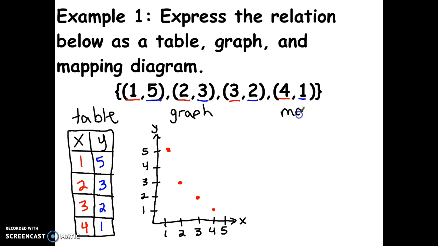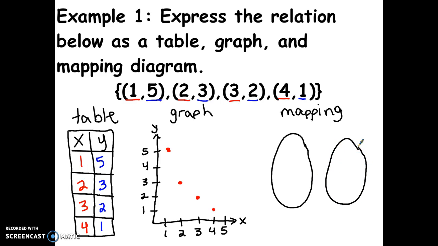Lastly, let's look at our mapping diagram. Now, a mapping diagram is made by drawing 2 ovals. The first oval represents the X values, and the second oval is for the Y values. Now, when you list your X values within the first oval, they do need to be listed in numerical order. Lucky for us, they're already in numerical order, so let's just write them down. 1, 2, 3, and 4.